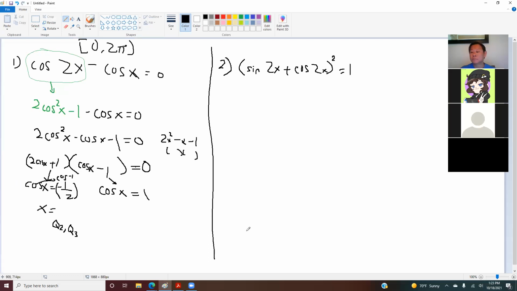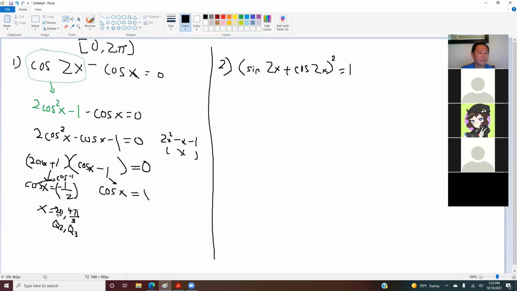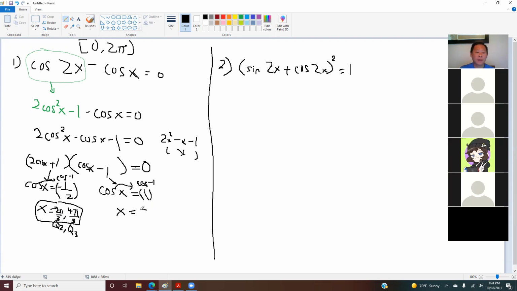4 pi over 3. I heard 4 pi over 3. That is quadrant 3. And what else? Anyone? 2 pi over 3. Okay, so this is correct. So this is just for this one. So now we do the same thing for this one. You move the cosine over, become arc cosine here. So can someone tell me what is the arc cosine of 1? Pi. This is pi. And this is your answer in this case.